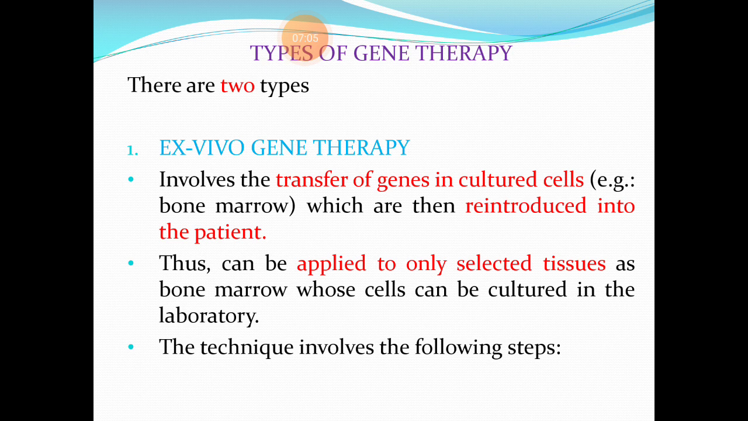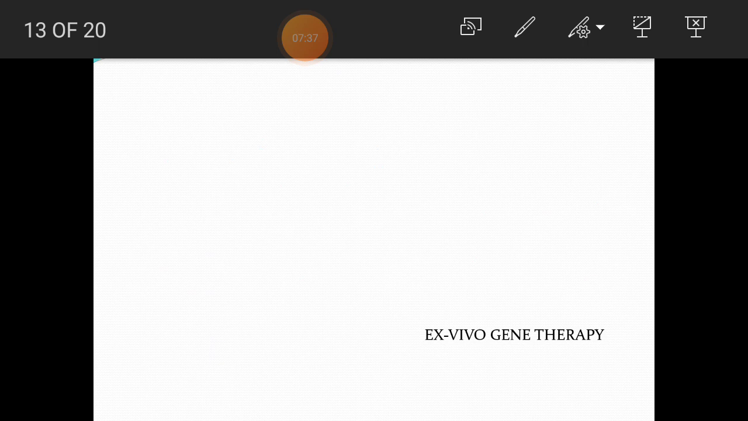This can be applied only to selected tissues like bone marrow cells, whose cells can be cultured in the laboratory. It's not possible to culture all cells in the laboratory. Conveniently, whichever cells you can culture in the lab, ex vivo gene therapy can be done only to such selected tissues, not to the other tissues. So what are the steps involved in this?